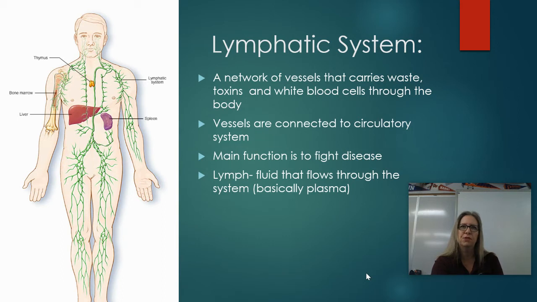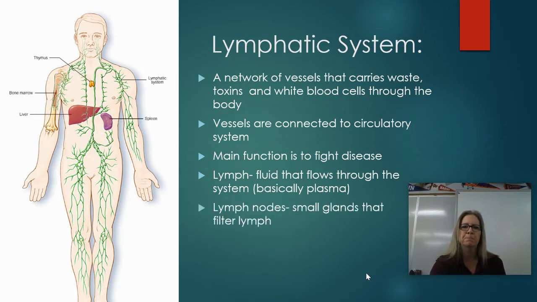And the fluid that it's carrying, it's plasma is what it is. So that liquid component of blood gets into the lymphatic system, and we just call it lymph once it's in that lymphatic system, but it's basically plasma. And it then transports the stuff through the lymphatic system that needs to be moved, okay?